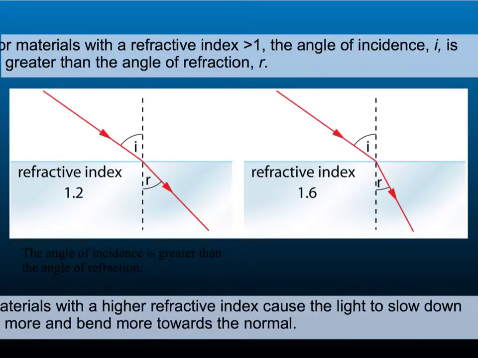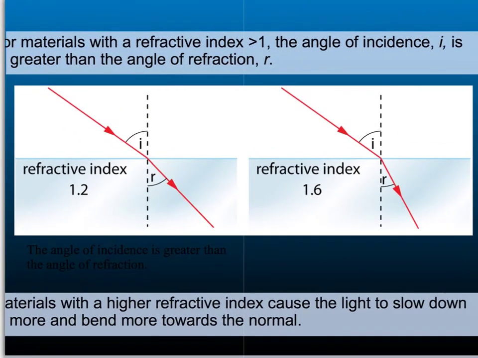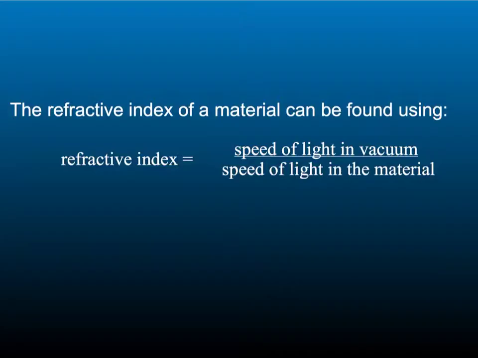For materials with a refractive index which is greater than 1, the angle of incidence is greater than the angle of refraction. Materials with a higher refractive index cause the light to slow down more and bend more towards the normal line. In the diagram, the one with the refractive index of 1.6 bends the light more towards the normal, so it has a smaller angle of refraction.